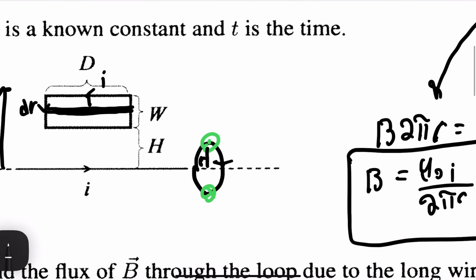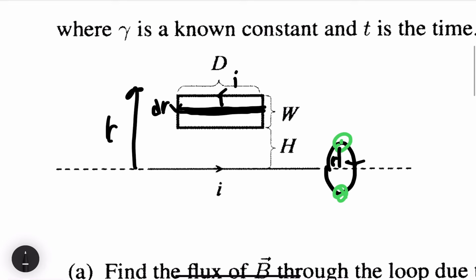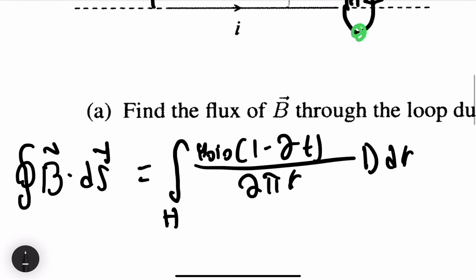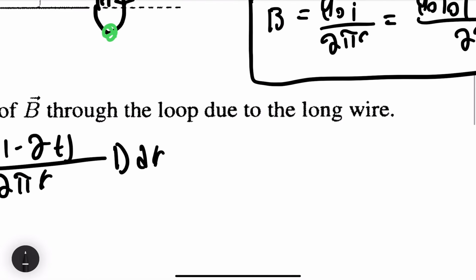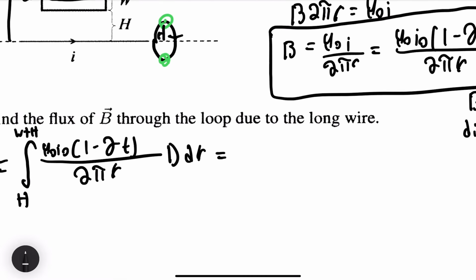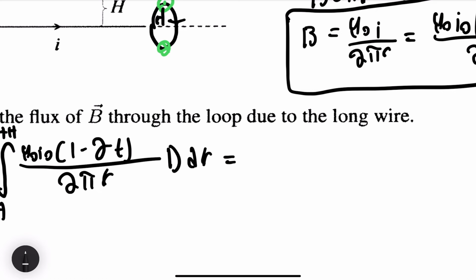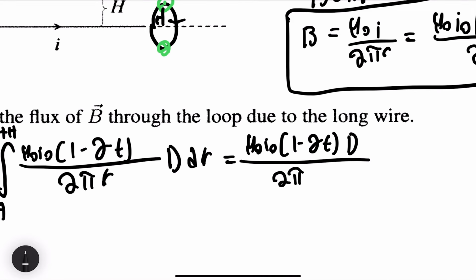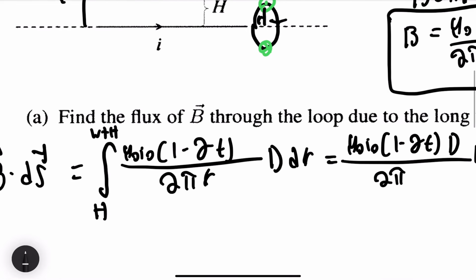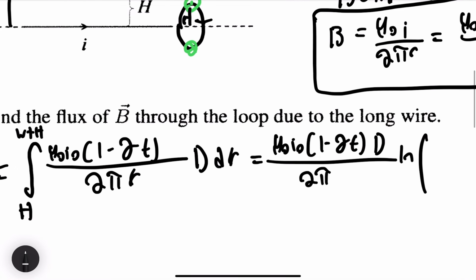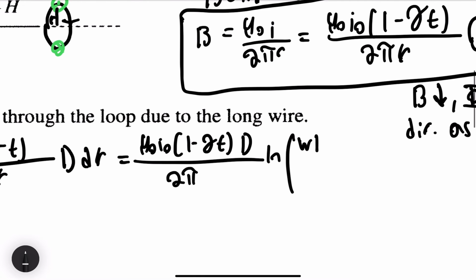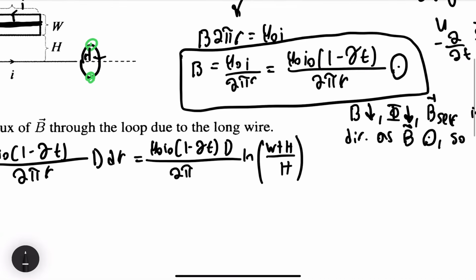And then we're going to go from where we start at H, and we go to W plus H. So when I integrate this, I have 1 over R, so that would be ln. Everything else stays the same. So mu naught, I naught, 1 minus gamma t, d, divided by 2 pi, ln of W plus H minus ln H, but I'm just going to write it as a fraction with log properties: W plus H over H. And this would be the flux created.